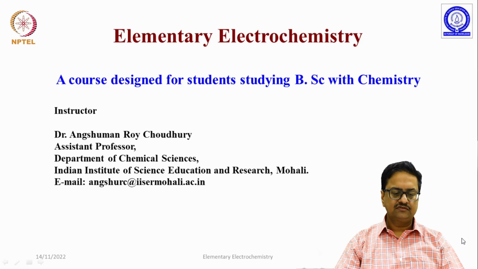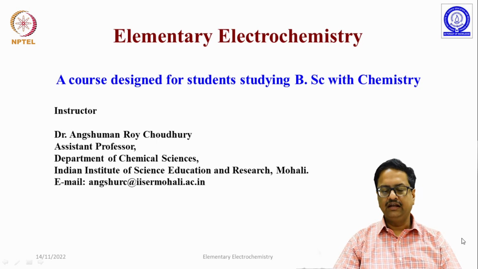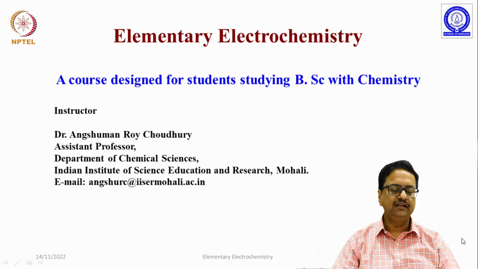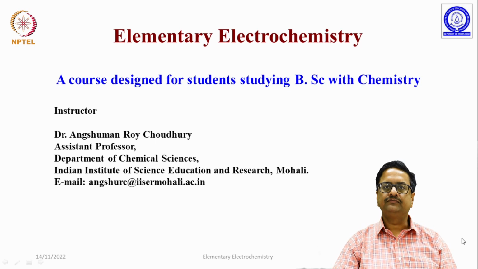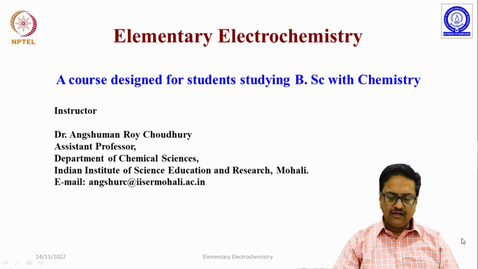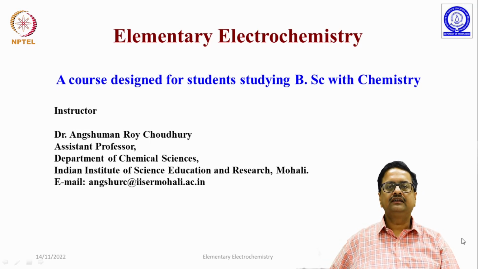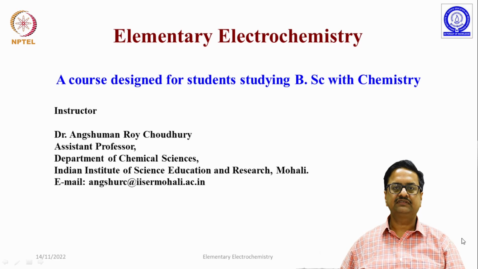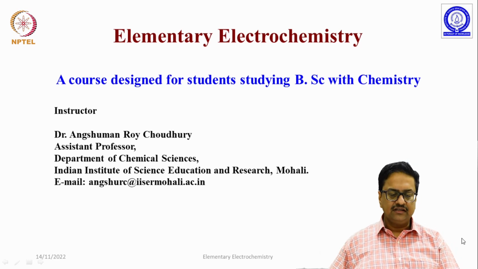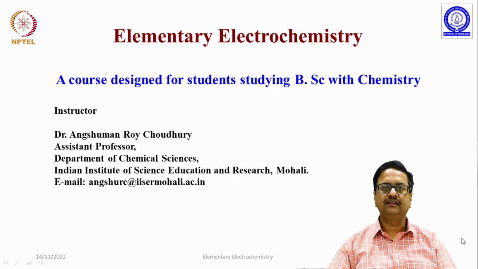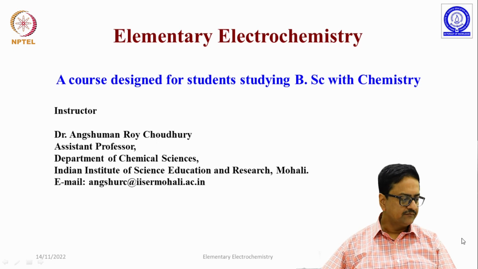Welcome back to the course entitled Elementary Electrochemistry. In the previous lecture, we discussed how one can relate the EMF of a cell with the Gibbs free energy of that particular cell, and from that we tried to calculate the heat of reaction or heat of formation of a particular substance during the reaction taking place in the electrochemical cell.